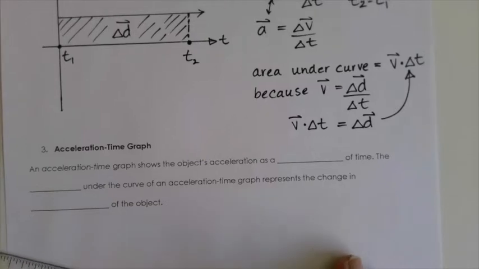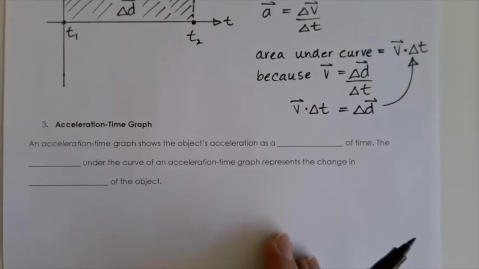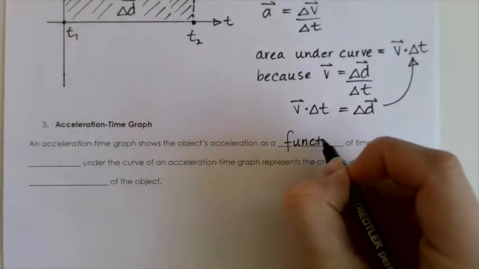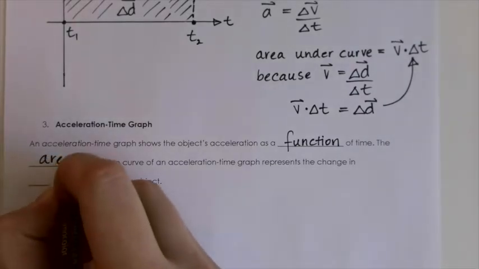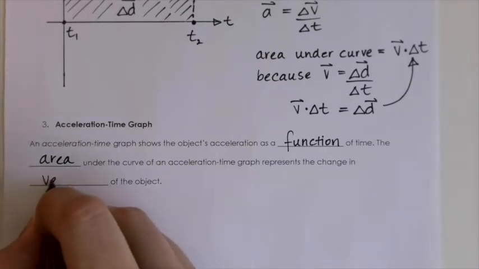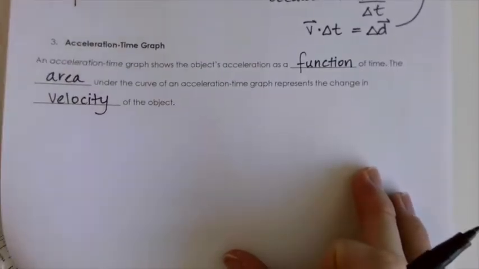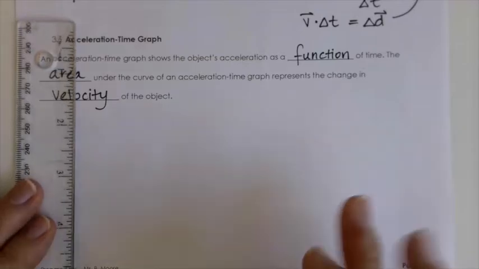Now how would we translate this to an acceleration time graph? If we were to graph the acceleration per unit time, we're showing the acceleration as a function of time, and in this case, the area under the curve is going to represent the change in velocity of the object. So what would this look like for our object?